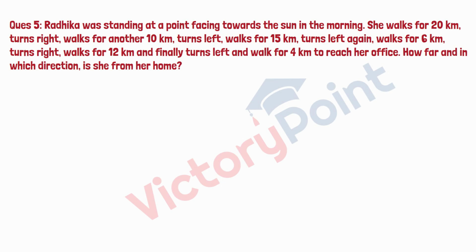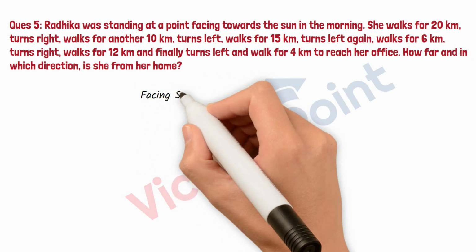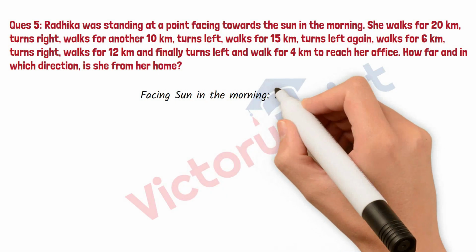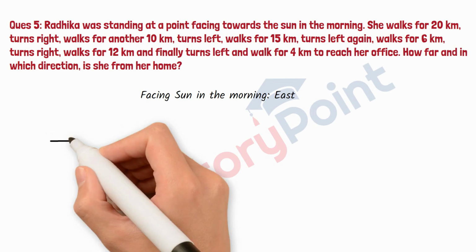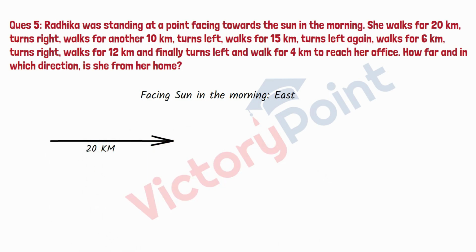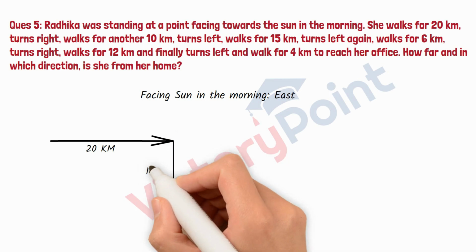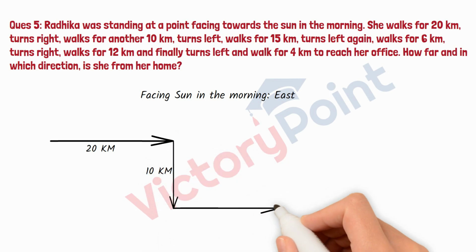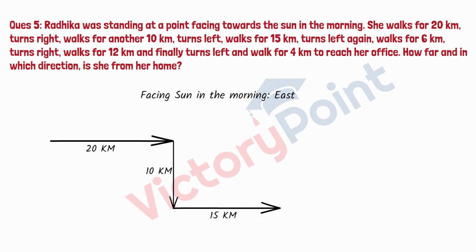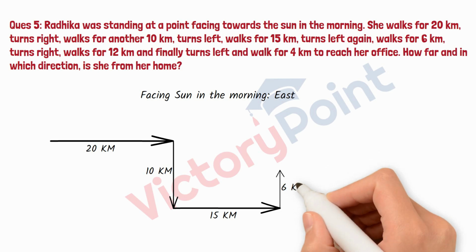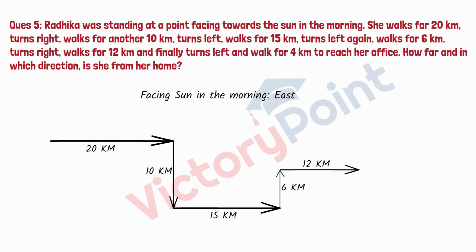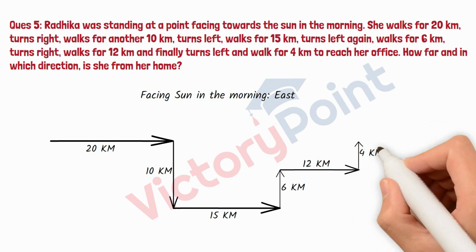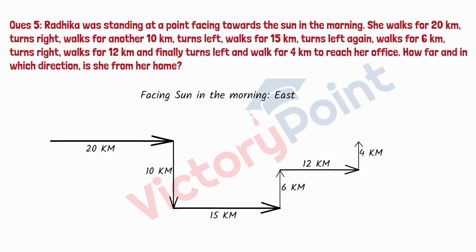just take an initial point. Now Radhika is standing at a point facing the sun in the morning. So in the morning, the sun will be in the east direction. So the first movement will be towards the east direction. So now she is moving 20 kilometers east. From there she turns right, walking 10 kilometers. Now turning left, walking 15 kilometers. Again a left turn, walking for 6 kilometers. Now a right turn, walking for 12 kilometers. And a final left turn, walking for 4 kilometers. And this is the final position.